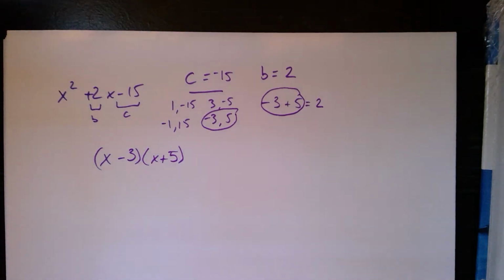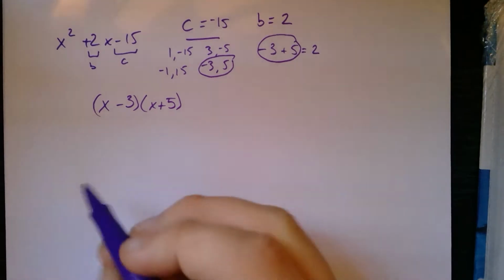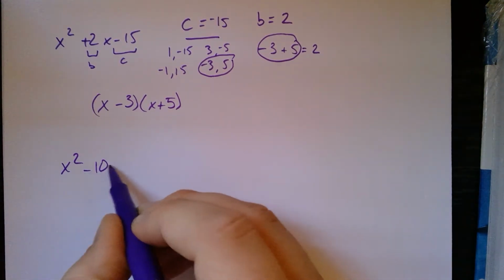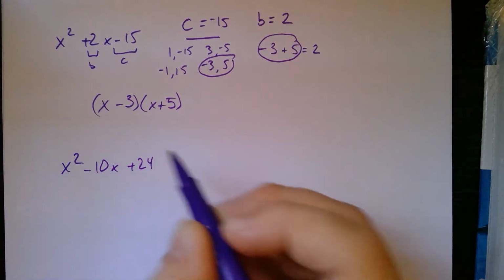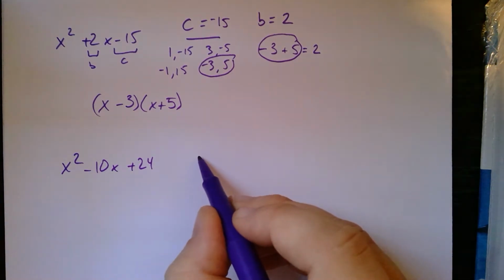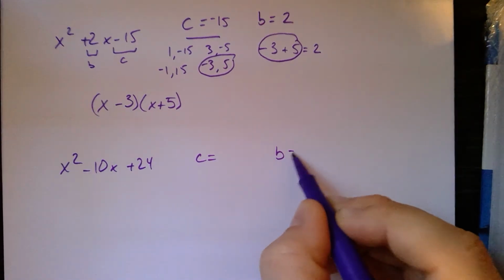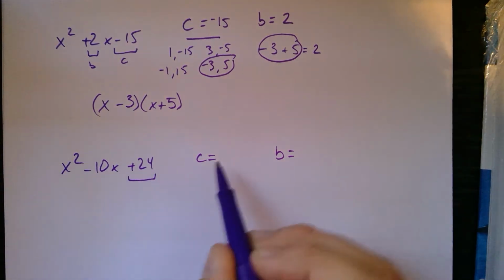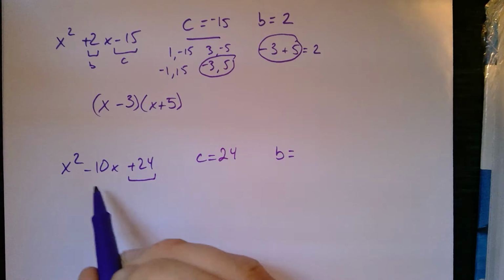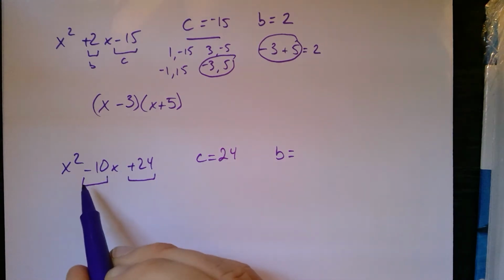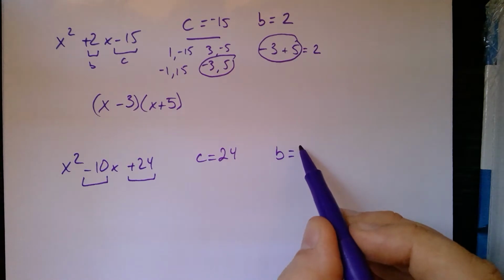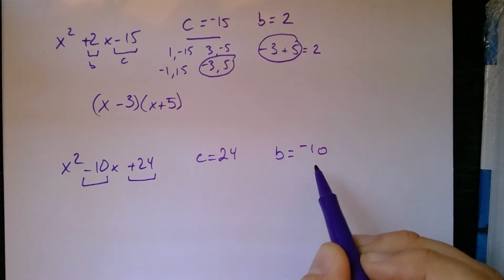All right. Now let's do another one together. X squared minus 10x plus 24. And then let's figure out what c is going to be and what is b. So once again, c is our last term, and so that's positive 24. And b is our middle term. Now, once again, you got to keep that sign with it. So it's going to be negative 10. Okay? So over here, negative 10.